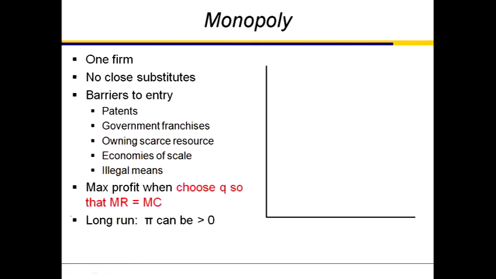The first one we looked at was monopoly. In monopoly, there's one firm. Nobody produces a close substitute to what that firm produces. There's some sort of a barrier to entry that prevents other firms from entering the industry. Examples include patents, government franchises, ownership of scarce resources, economies of scale, or illegal means of keeping people out.